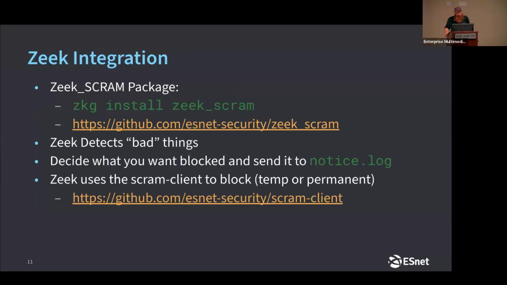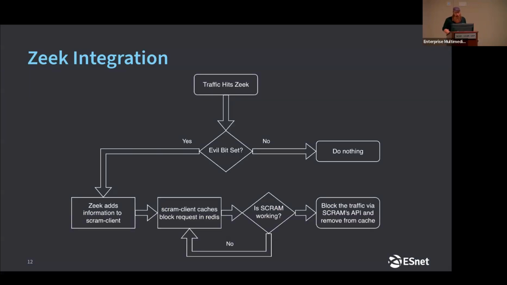We, of course, love to integrate it with Zeek. So there is a Zeek SCRAM package, which you can just zkg install. There you go. And the general flow is that Zeek detects bad things. We decide what we want blocked and send it to notice.log. And then Zeek uses the SCRAM client to actually block either temporarily or permanently in the entire network. So a flow of how that works is traffic comes in, it hits Zeek. Zeek does its magic. Is the evil bit set? Yes. Is it not? No. If it's not set, obviously we're not going to block it.